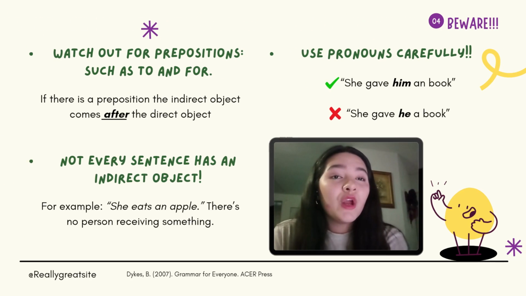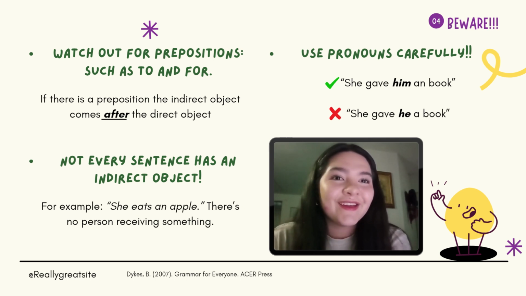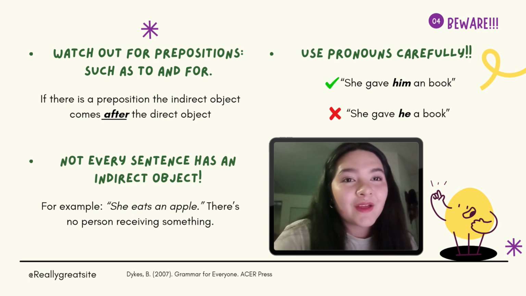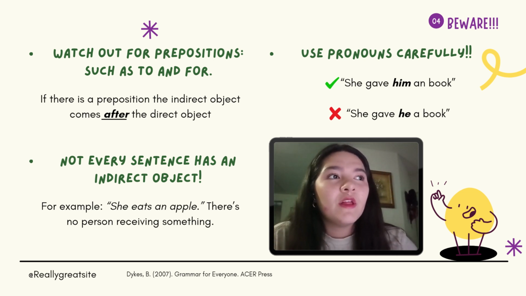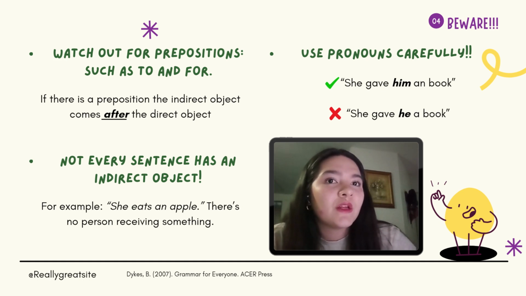Number 2. Not every sentence has an indirect object because some verbs just don't take an indirect object. For example, she eats an apple. There is no one receiving anything here, so no indirect object.